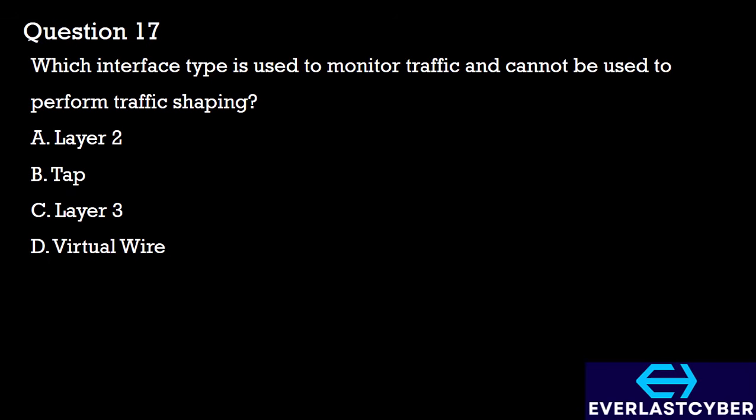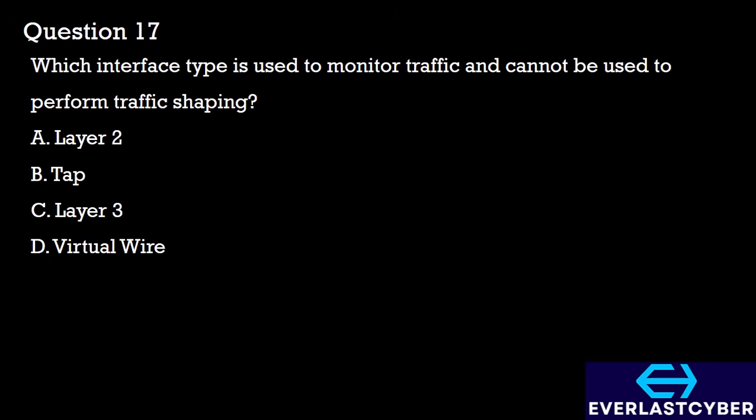A Layer 2 interface can perform traffic shaping because it is part of the network's data link layer, and it can also be involved in the transmission of traffic between devices. It can enforce security policies and potentially shape traffic based on configured rules.